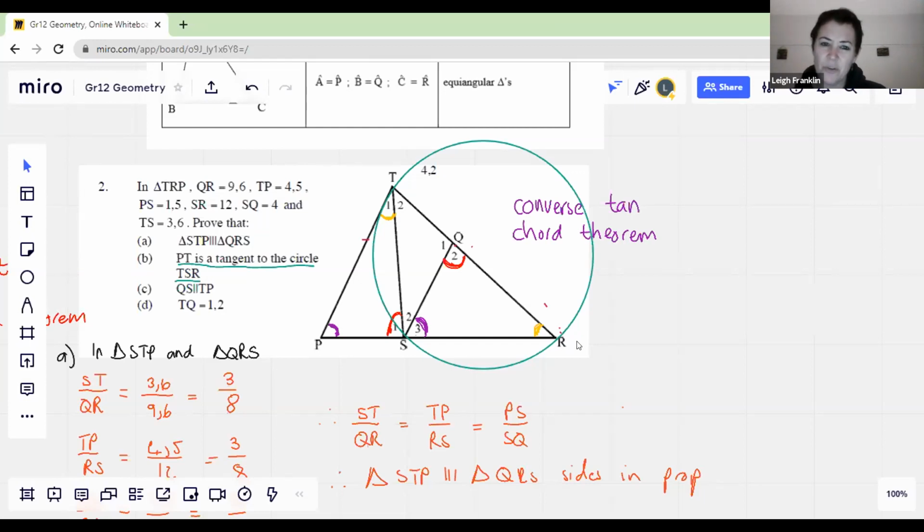Yes, ma'am, I do get it. So, ma'am, TS is the chord. TS would be the chord, exactly. And TP is the would-be tangent. TS is the would-be chord, and angle R is the would-be angle in the alternate segment, and angle T1 would be the angle between the tangent and the chord.